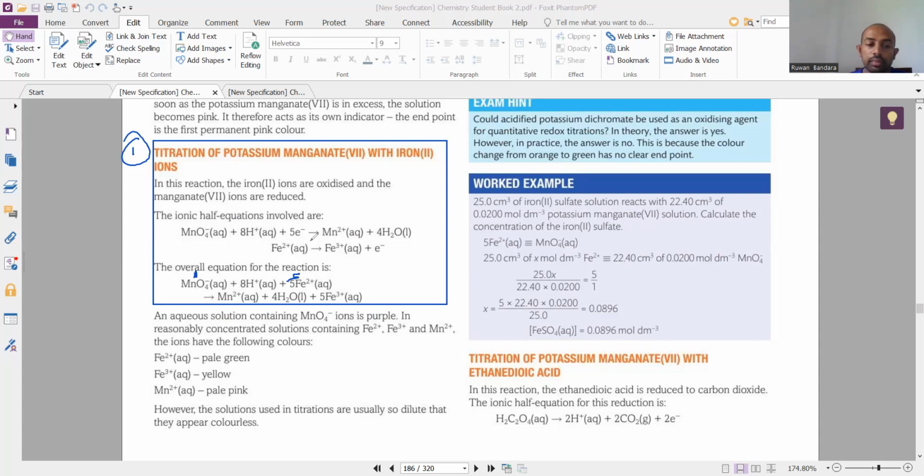Right. Now look at this. Fe2+ is pale green, Fe3+ yellow, and Mn2+ pale pink. But since we are using dilute solution, the entire thing will be considered as colorless. That's why we are taking colorless to first permanent pink. Okay. Copy this one.